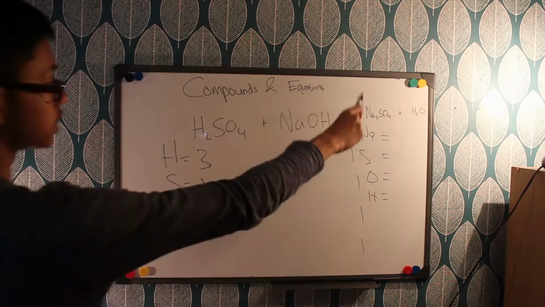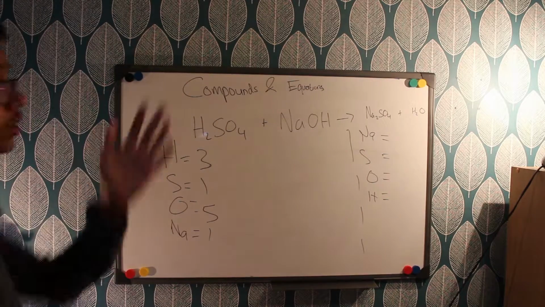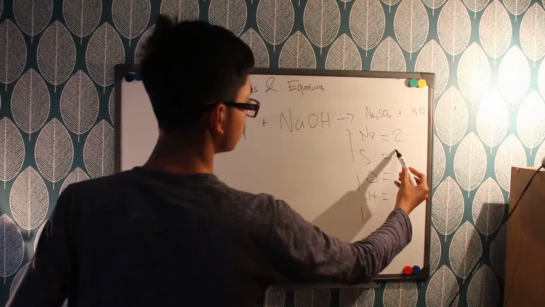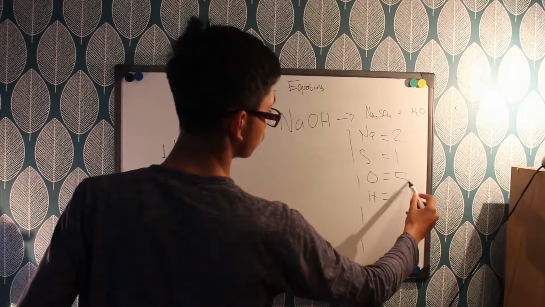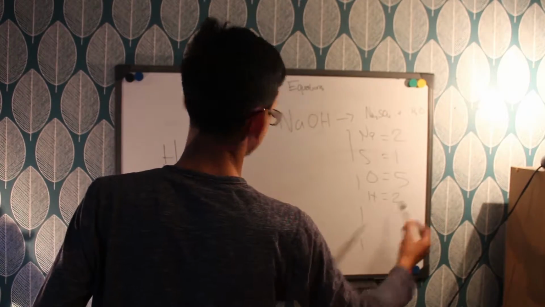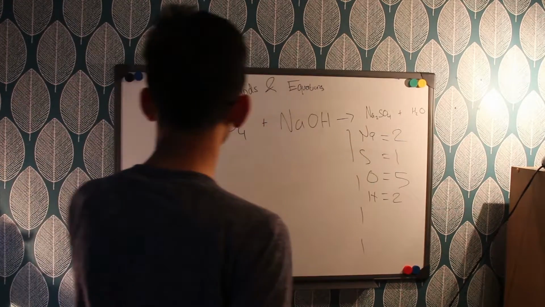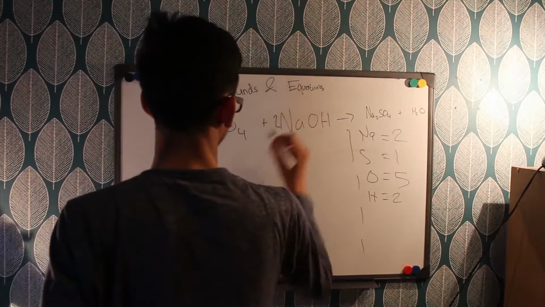Now I'm going to go to this side and state my values as well. So there's 2 sodium right there, there's 1 sodium right there, there's 5 oxygen right there, and 2 hydrogen right there. Now let me look at why I don't have balance. Sodium is unbalanced, so I'll put a 2 right here.